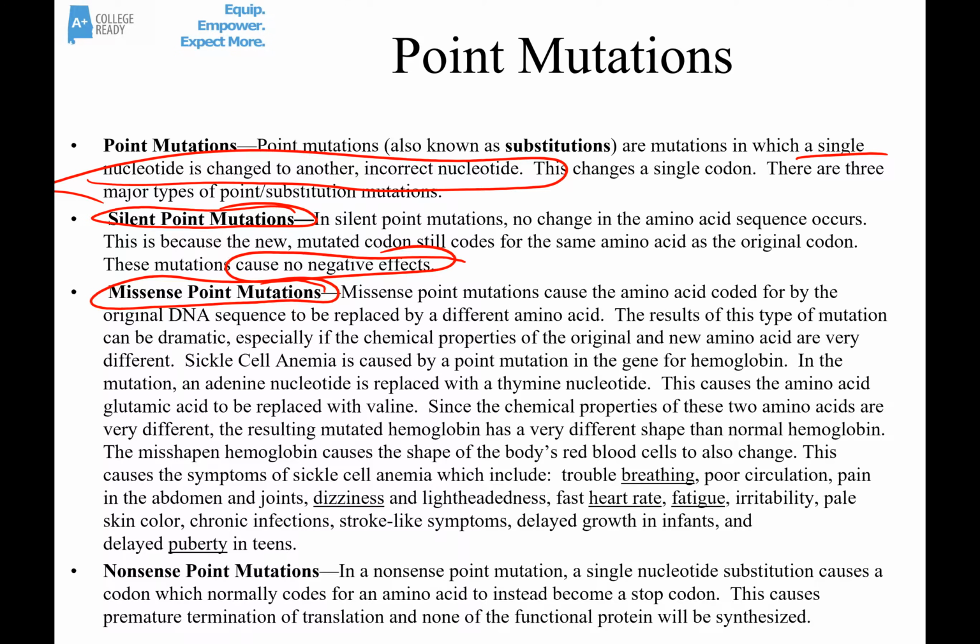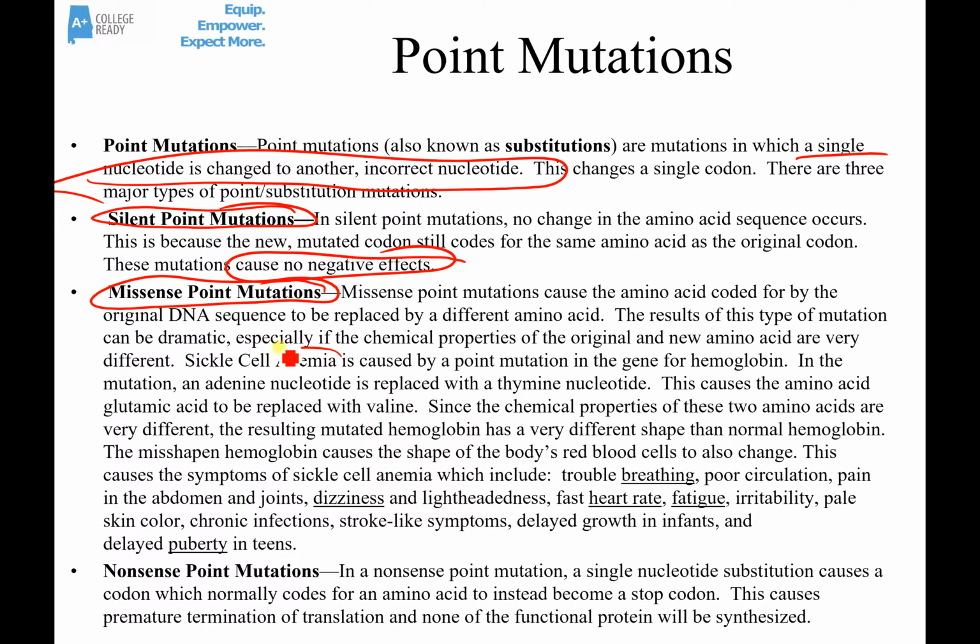Next, we'll mention a missense point mutation. These happen when a nucleotide is changed, a single codon is changed, and that causes a single amino acid to also be replaced by a wrong amino acid. So this type of mutation can cause dramatic effects, especially if the chemical properties of the original amino acid and the new amino acid are very different.